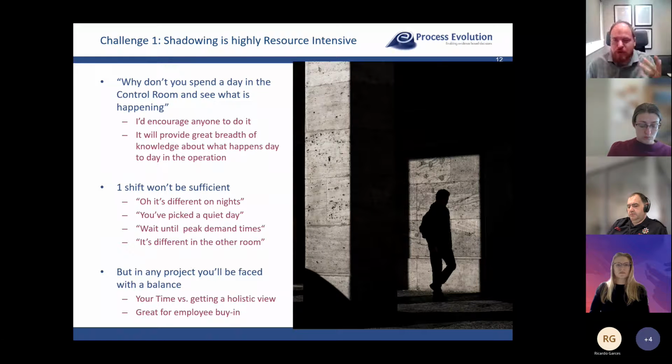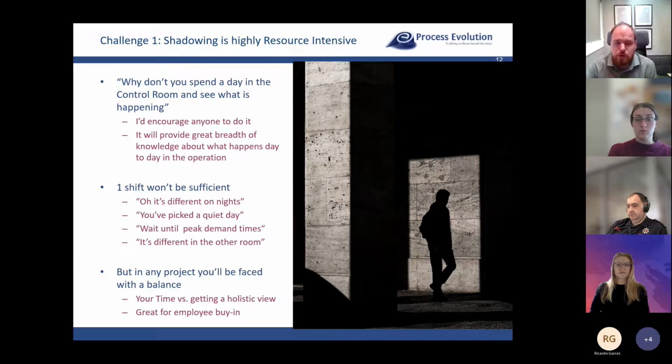One example of shadowing, or how you can do this time and motion study, might be some work I've done recently. I'm working with a fire control room, and they've said, actually, the best way of understanding our processes isn't necessarily with the data. Why don't you come and sit for a day in the fire control room? If you do get the chance to do that, I'd encourage anyone to do it.